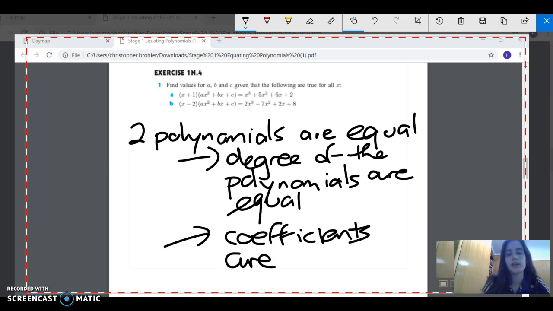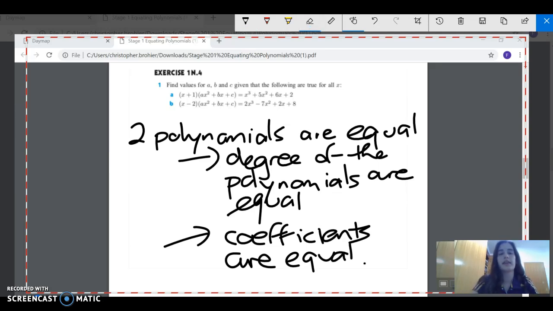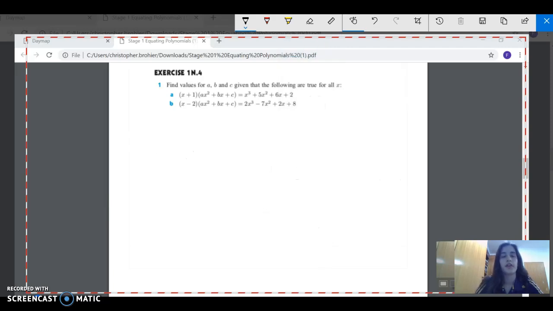Now, why do we even care about that? Well, if you have questions like the below, find values for a, b, and c given the following are true for all x: x plus 1 times by ax squared plus bx plus c equals x cubed plus 5x squared plus 6x plus 2. Now, if we use the concept of polynomial equality, we're actually able to find these values in here. Now, you might look at that and go, well, maybe a equals 5. Maybe b equals 6. Don't be tricked.